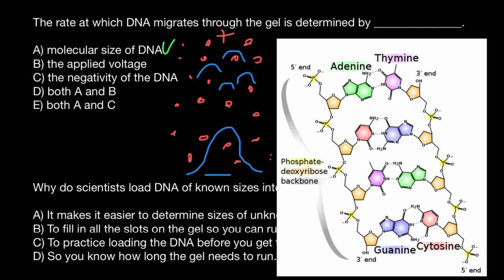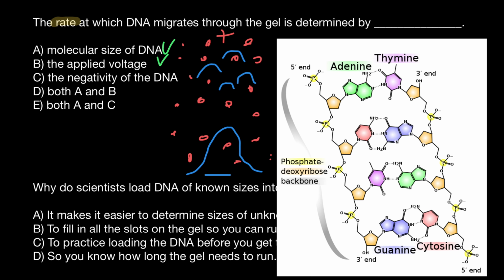The applied voltage, of course, the higher the voltage, the faster our DNA would move through the gel. So this is also a correct variant of the answer. Applied voltage does affect the rate at which DNA migrates through the gel.